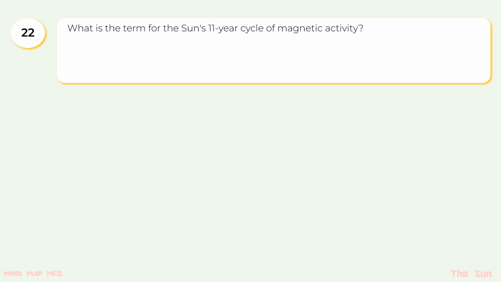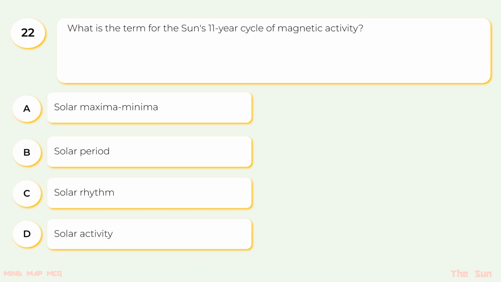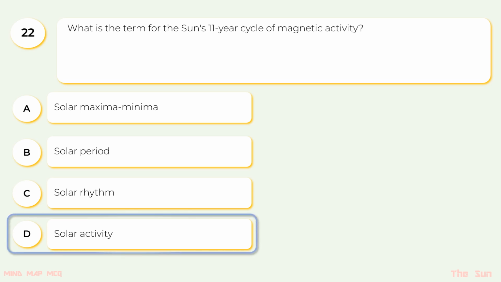What is the term for the sun's 11-year cycle of magnetic activity? Options are A. Solar maxima minima, B. Solar period, C. Solar rhythm, and D. Solar activity. The correct option is D, solar activity.